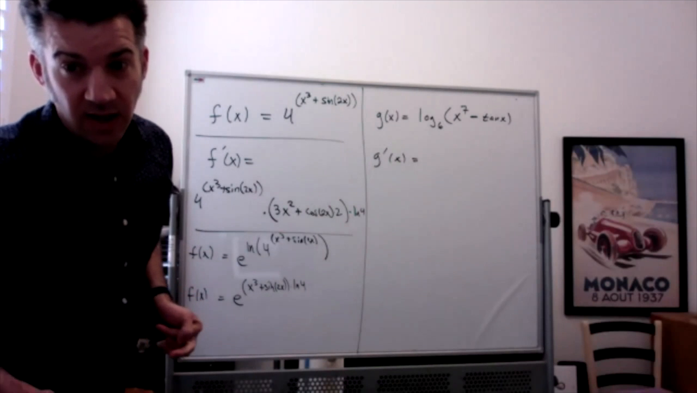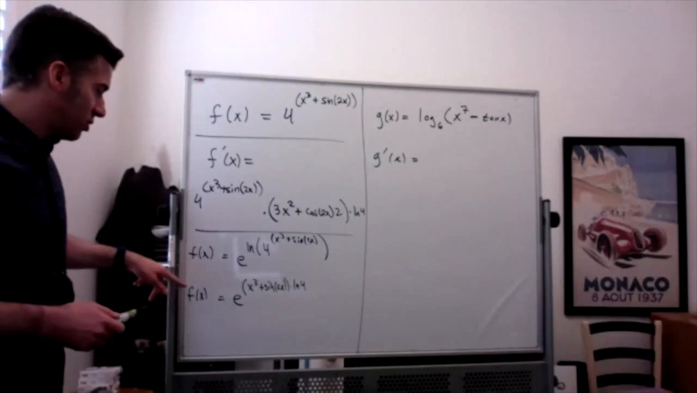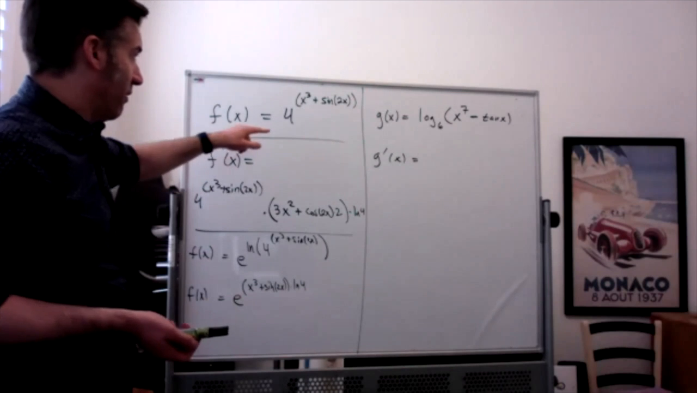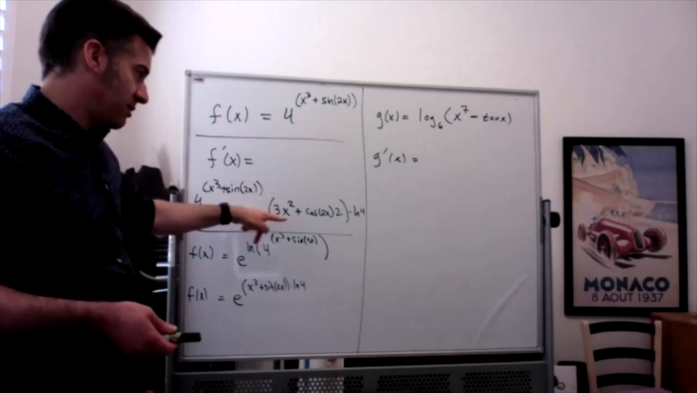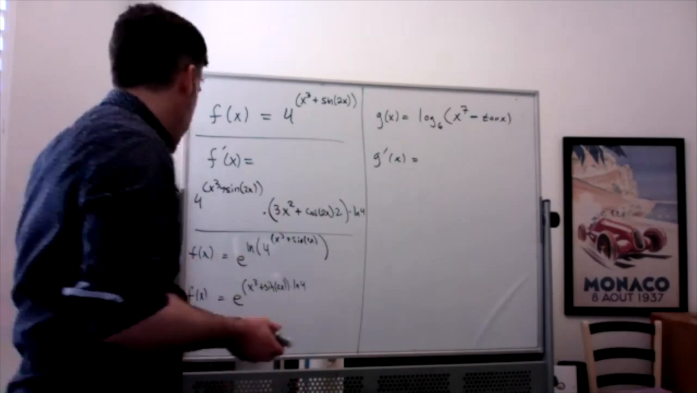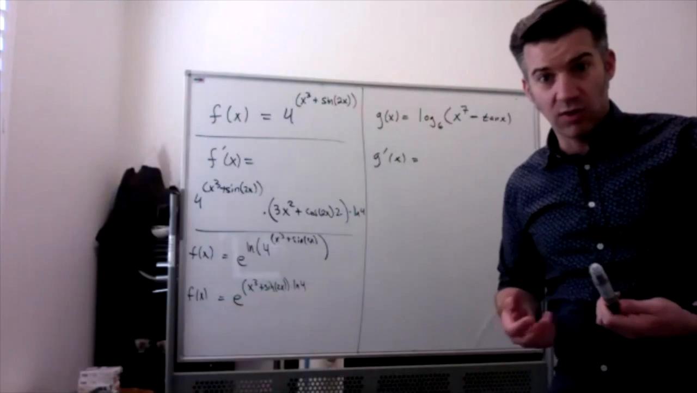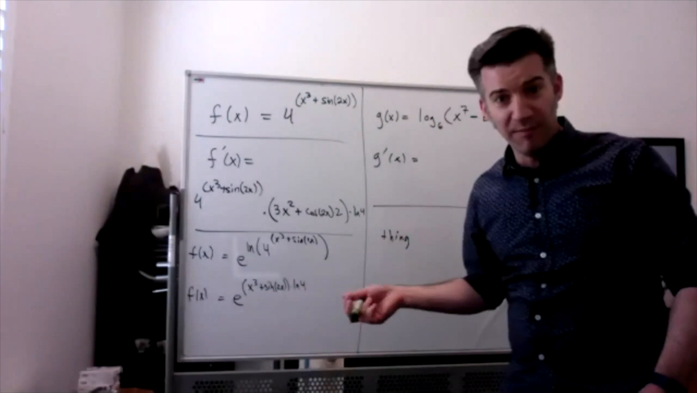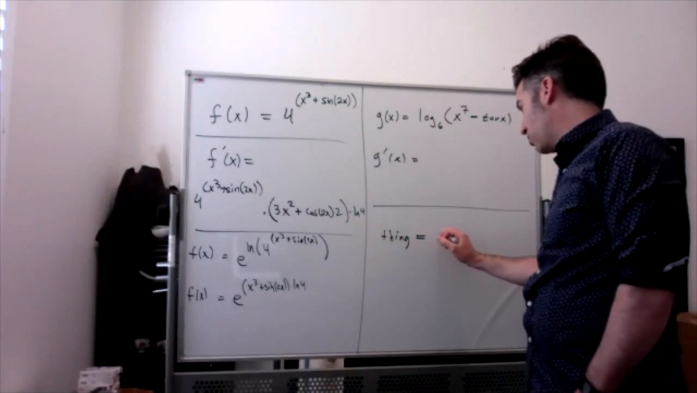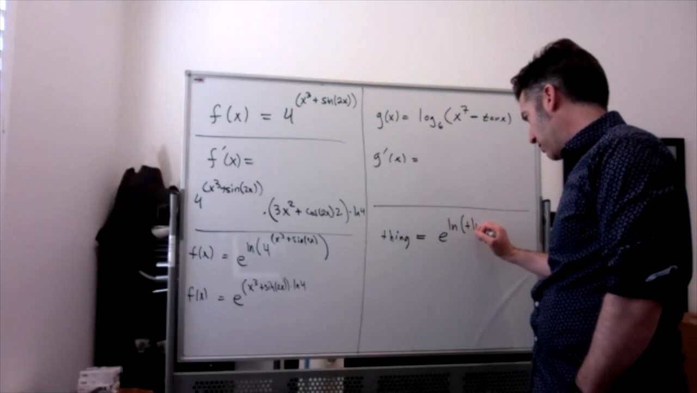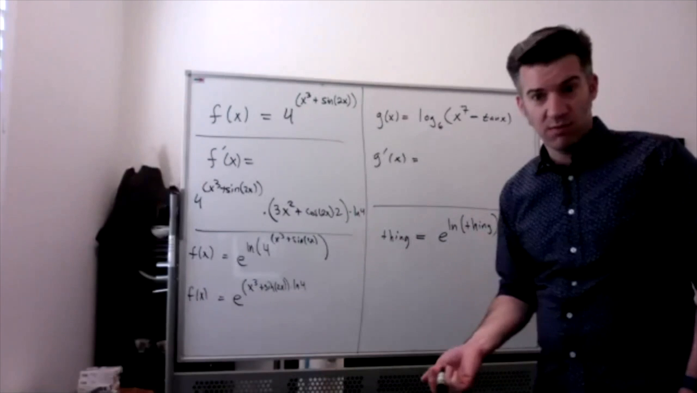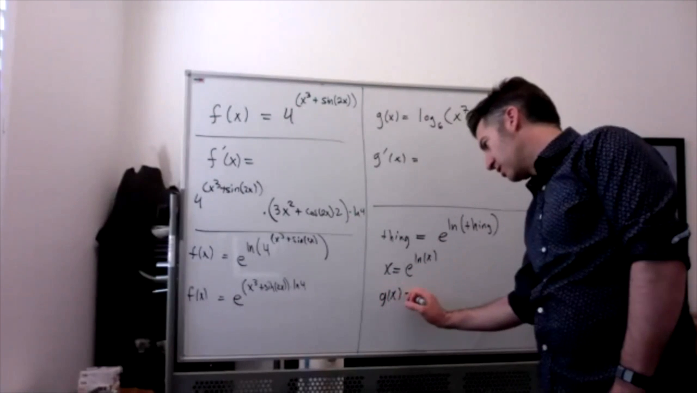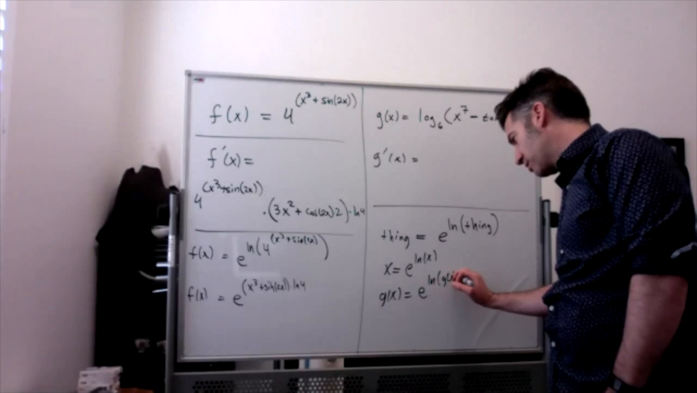So why are we putting the natural log? That's a good question, Lauren. So why would you do it this way? Well, let's pretend we forgot that when you take the derivative of 4 to the stuff, you get 4 to the stuff times the derivative of the stuff times the natural log of 4. Well, you can rewrite anything as e to the natural log of that thing. So just in general, if you have something, it is always equal to e to the natural log of that thing. x equals e to the natural log of x. g of x equals e to the natural log of g of x.